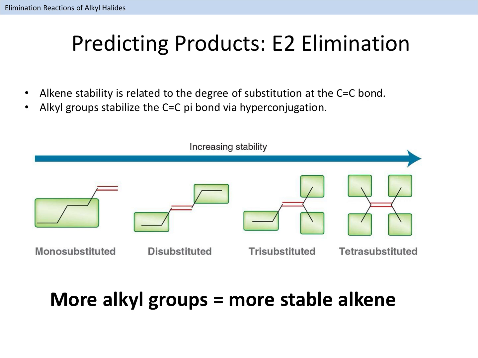When predicting the products of E2 elimination, alkene stability is a key factor. The stability of an alkene is related to the degree of substitution at the carbon-carbon double bond. Alkyl groups stabilize the double bond through a phenomenon known as hyperconjugation, where the electron density from the alkyl groups delocalizes into the pi bond. So the more alkyl groups attached to the alkene carbons, the more stable the alkene.